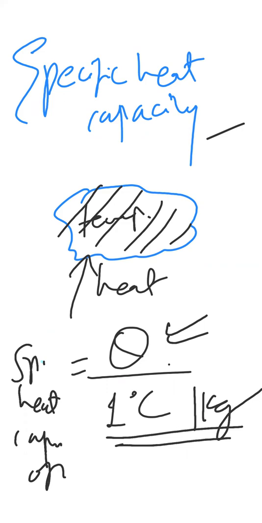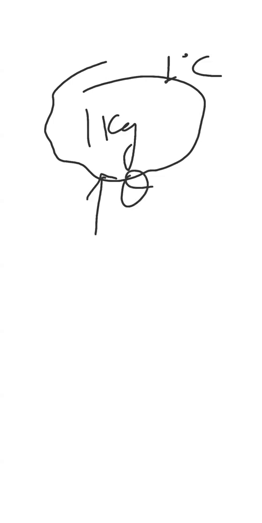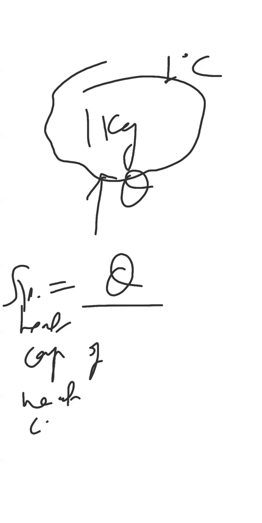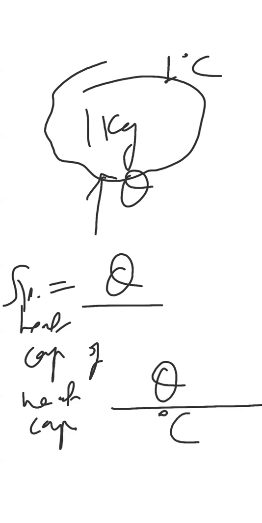Clear? How much heat you have to supply to increase the temperature of unit mass of the body by 1 degree Celsius, that is only the specific heat capacity of the body. And sometimes you say only heat capacity. Heat capacity means how much heat you have to supply for unit increase in the temperature of the body for the given mass of the body. Okay, not for 1 kg mass, for the given mass.